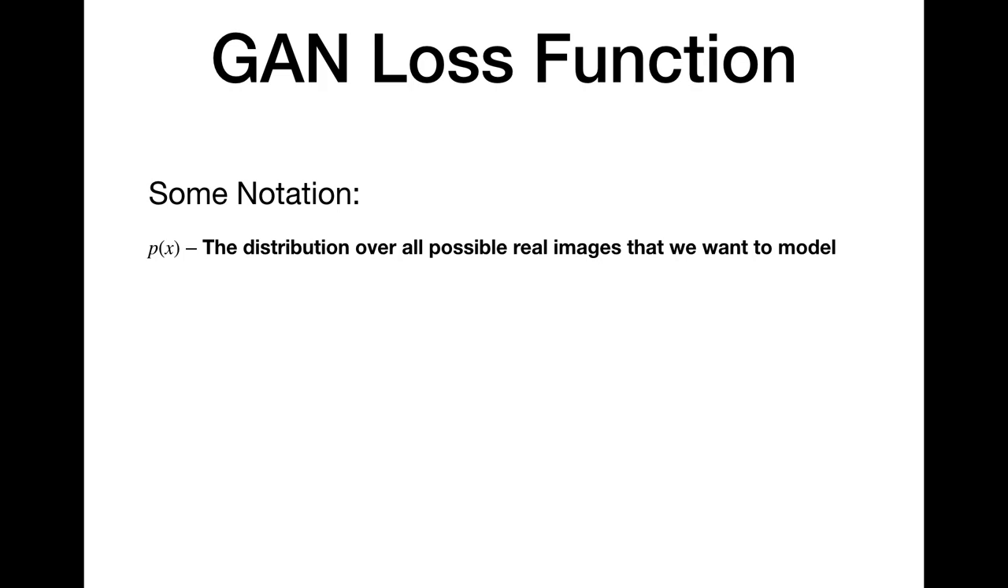Before I actually jump into this section though, I want to introduce you all to some notation that I'm going to be using in the rest of the slides. GANs are essentially a generative model that draws samples from a distribution of our choice. We're going to be calling this distribution P of X. In our case, we're going to be talking about distributions over images. So P of X for us will denote a distribution over all of the possible real images that we want to model.